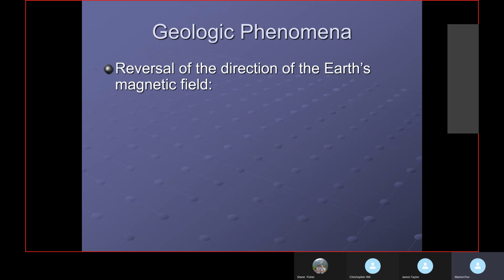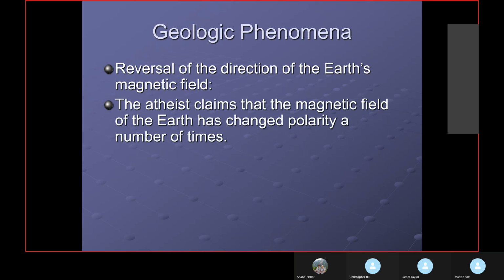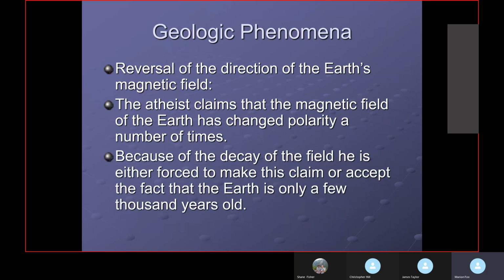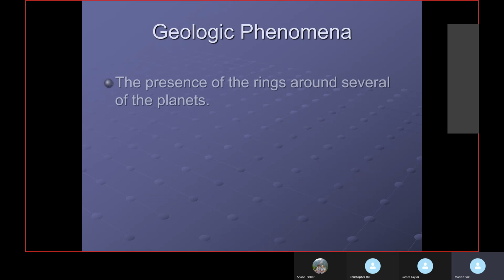The reversal of the direction of the Earth's magnetic field is another problem. The atheist claims the magnetic field of the Earth has changed polarity a number of times. They make this claim because of the decay of the field; he is either forced to make this claim or accept the fact that the Earth's only a few thousand years old. Because we know the Earth's magnetic field has been decaying. So the atheist has a problem with this.